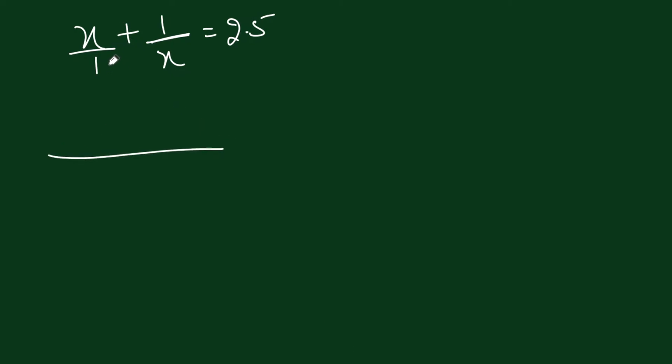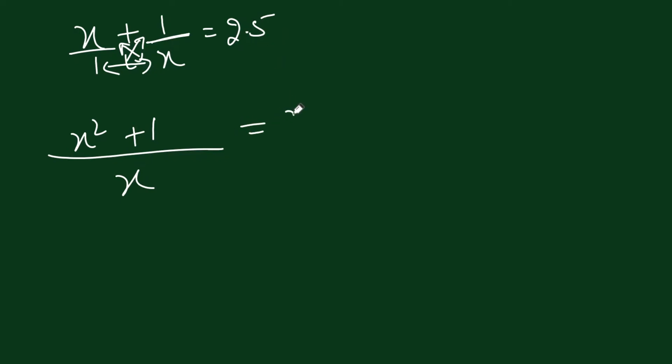You will multiply denominator into denominator. So it's 1 into x and write it in the denominator x. Denominator into denominator, and do cross multiplication. So here x into x is x square. 1 into 1 is 1. It's plus 1. Is equal to 2.5.